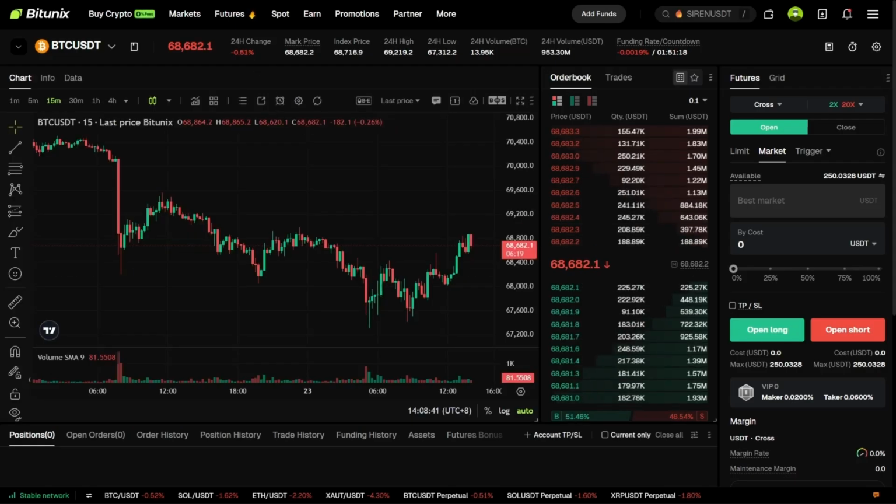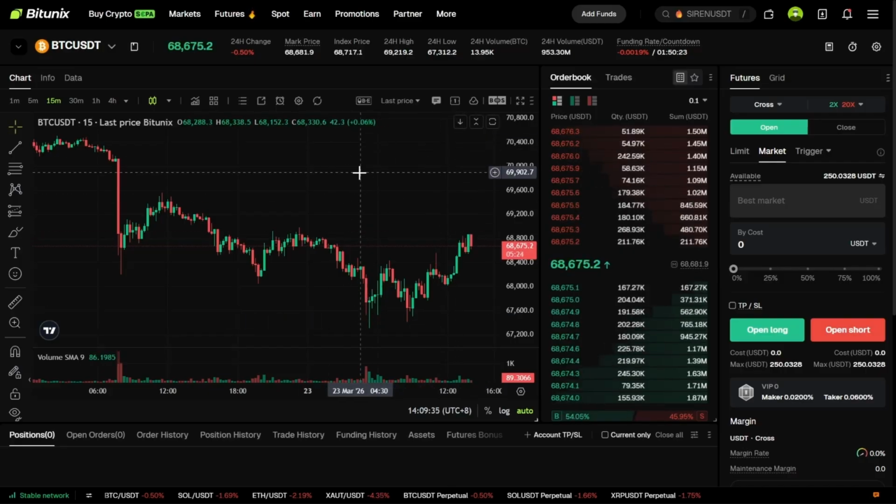Up here is where we have the 24-hour change, mark price, index price, the 24-hour high, low, 24-hour volume in BTC, and 24-hour volume in USDT. And on the far right, we have funding rate, which we already covered. Next, we have the chart.